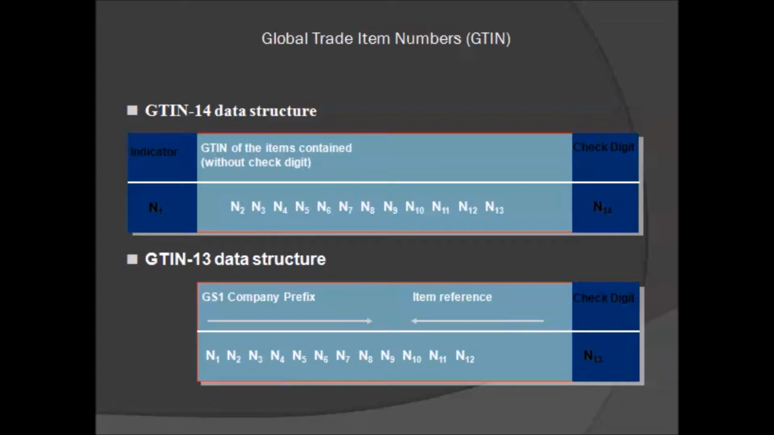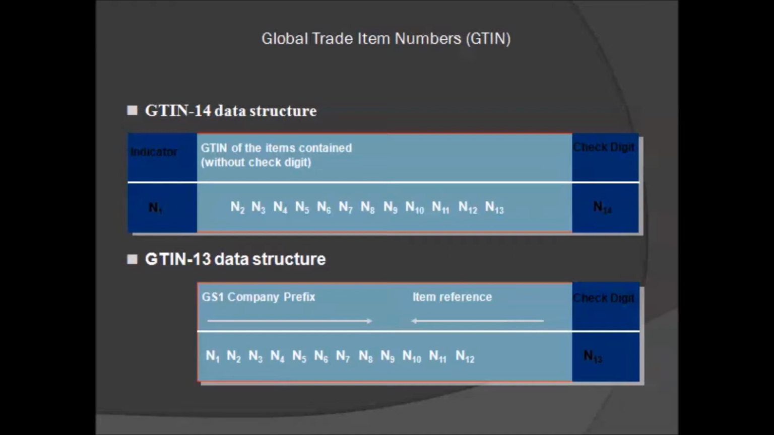The GTIN of the items contained is the same length. It includes the GS1 company prefix number, which the company should register in an EPC global organization first. Then the company can be assigned the unique company prefix number to indicate or represent the company itself.